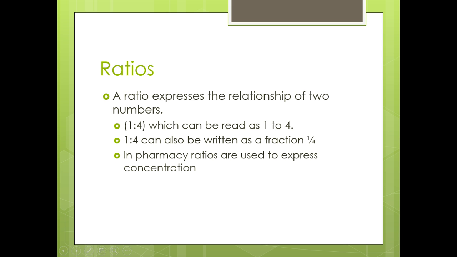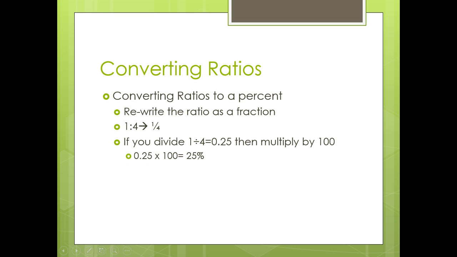Next thing that we're going to go over is ratios. A ratio expresses the relationship of 2 numbers. So if I have 1 colon 4, it's going to be read as 1 to 4. 1 to 4 can also be written as a fraction of 1 over 4. Now in a pharmacy, ratios are used to express concentration. With that being said, the equations that are provided for certain problems in pharmacy only require a percentage. We cannot use the ratios. So we have to learn how to convert ratios into percentages.